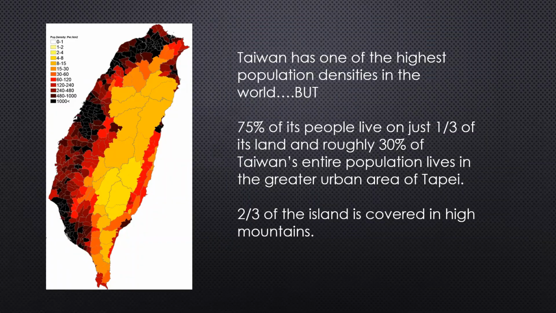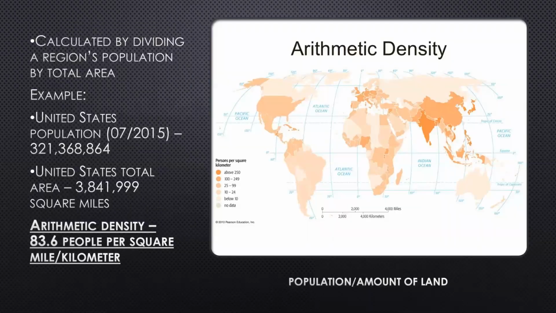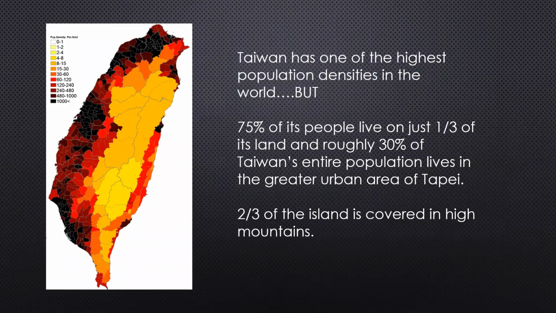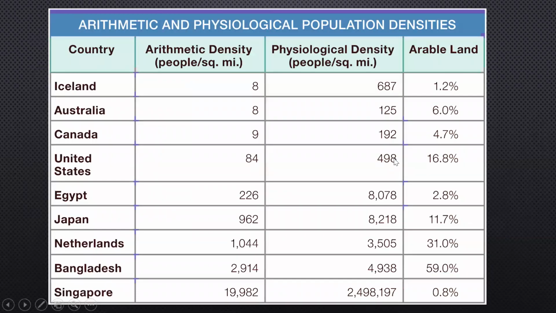Okay. We can also see the limitations of arithmetic density just by looking at Taiwan. I mentioned Egypt, but it helps to actually see a country visually here. Taiwan has one of the highest arithmetic densities in the world, but 75% of its people actually live on just 1/3 of its land. Roughly 30% of Taiwan's entire population lives in the greater urban area of Taipei. Two-thirds of the island is covered by high mountains, hence why we see a low population density in this area.